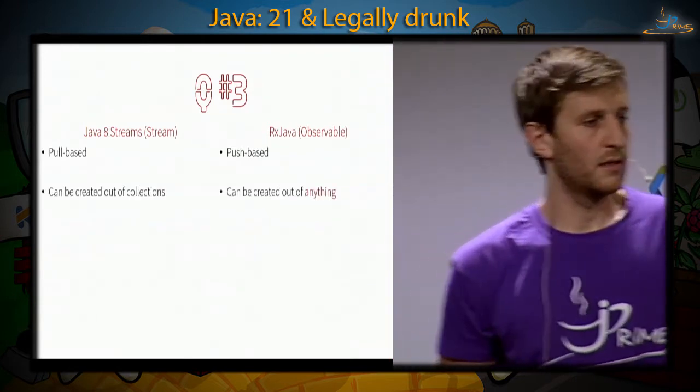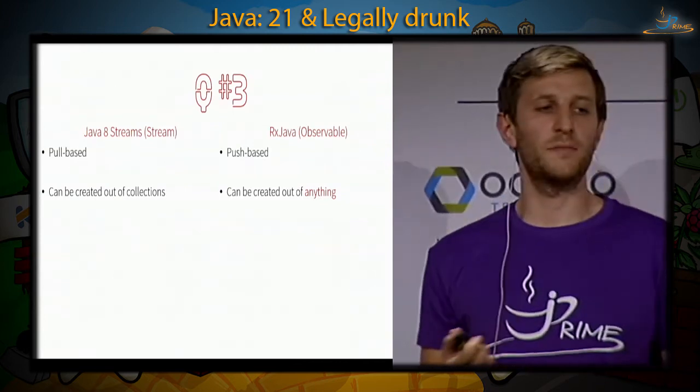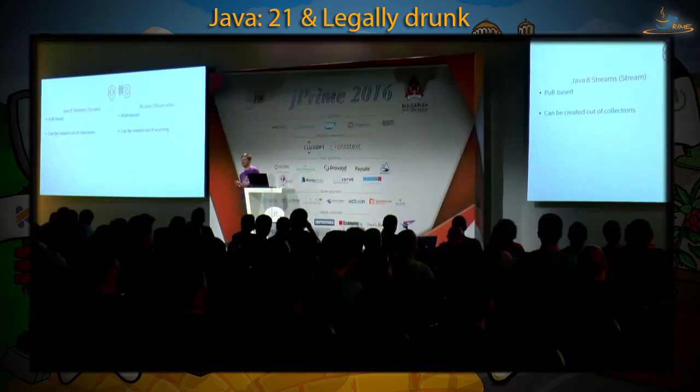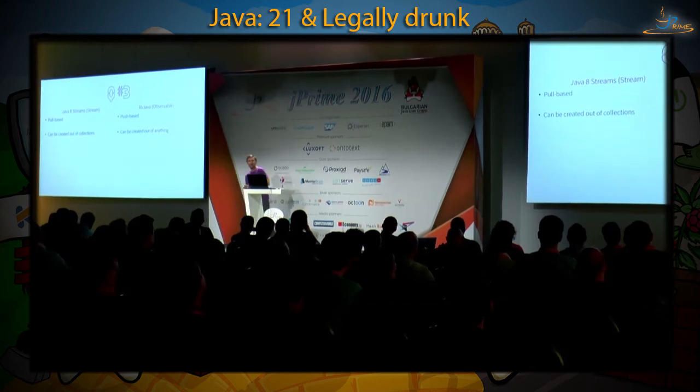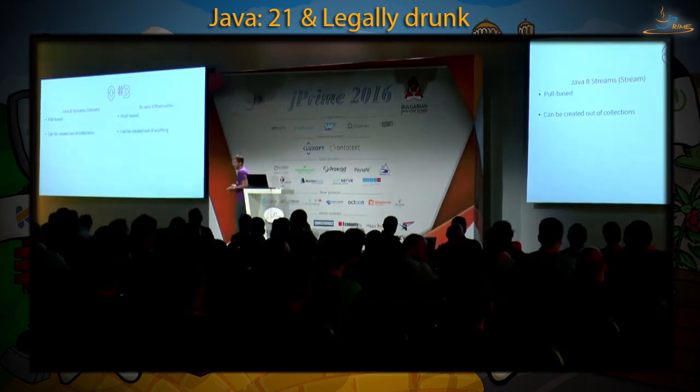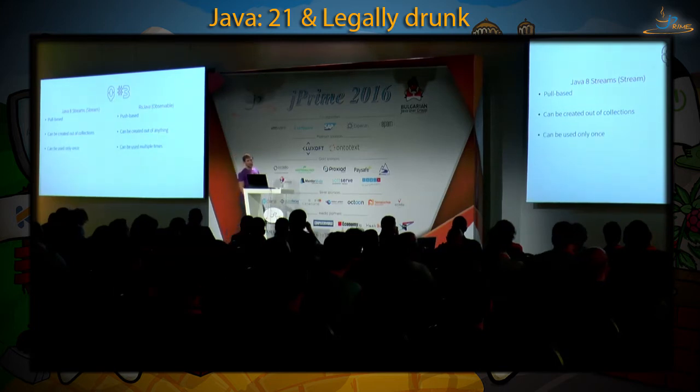The next thing is collections. So streams can be created out of collections, and basically that is it. Observables can be created out of anything. First of all, you have a whole bunch of predefined methods, and if not, then you can always create your own observable. It's not very hard. So streams can be used only once, and observables can be used multiple times.